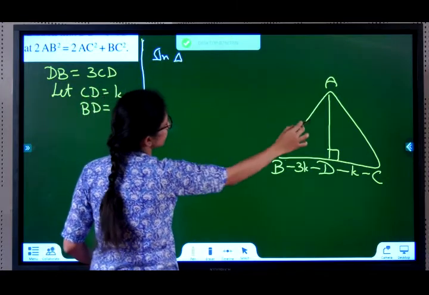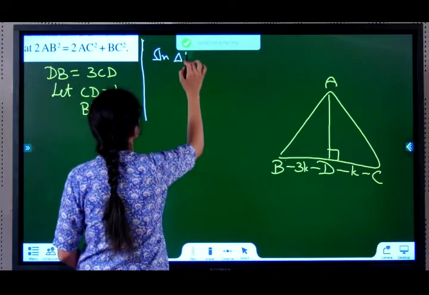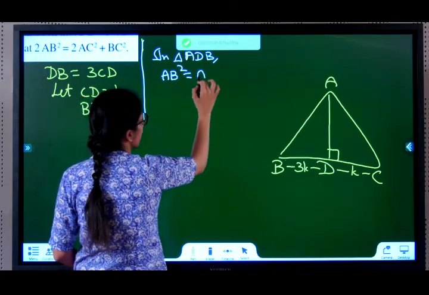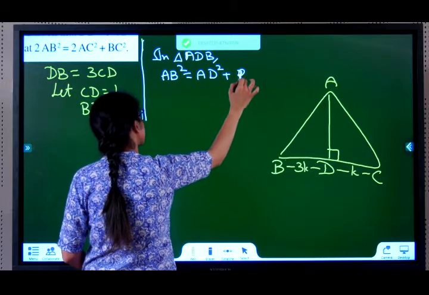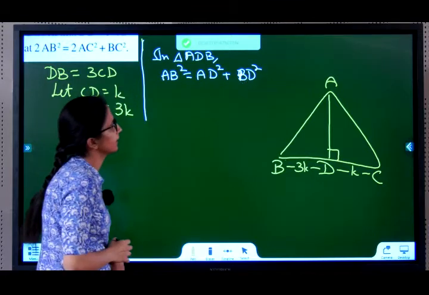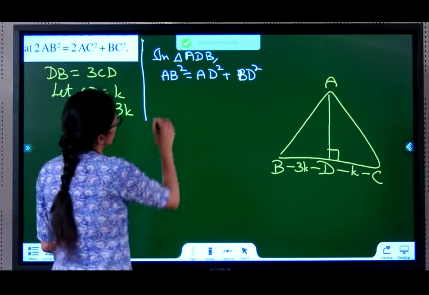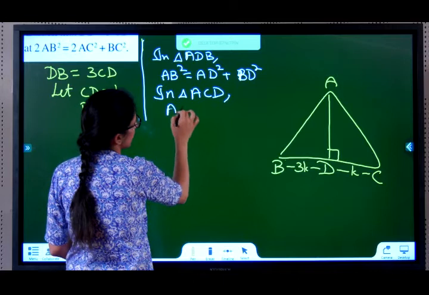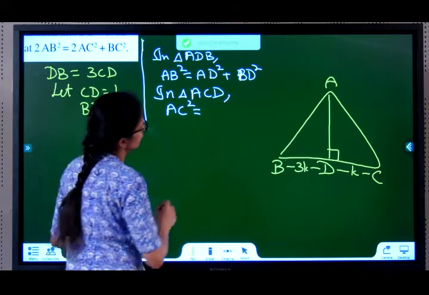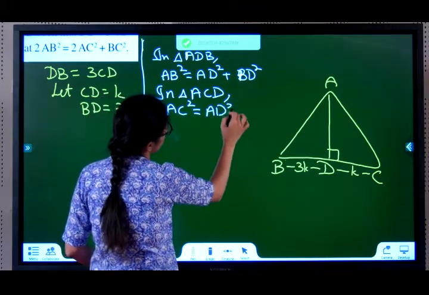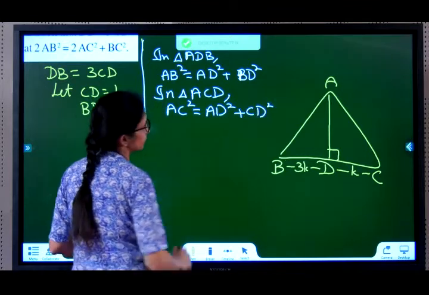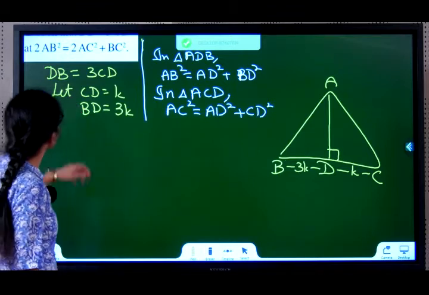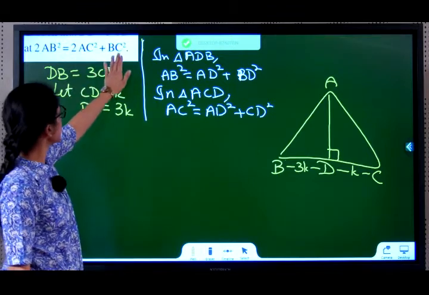In the first triangle ADB, AB square is equal to AD square plus BD square. Yes? And I also have the other triangle, in triangle ACD, AC square is equal to AD square plus CD square. Is that right? Yes. I want AC square plus BC square.